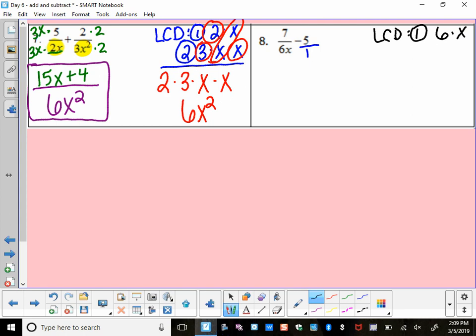So 6 times x, so they split it up. My second fraction, my denominator is just 1. Do I have any pairs from top to bottom? No. Everything is by itself. The 6, the x, and the 1. Let's multiply them all together, and what do we get? 6x.